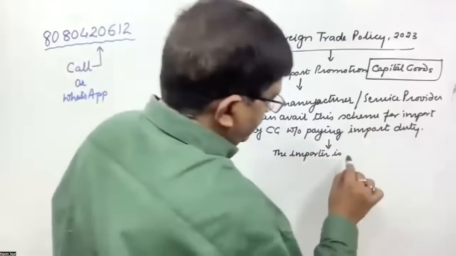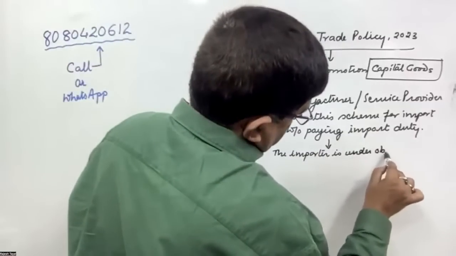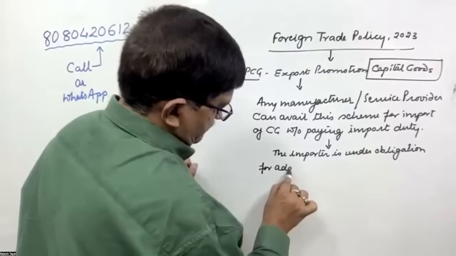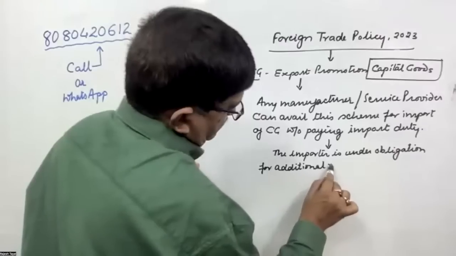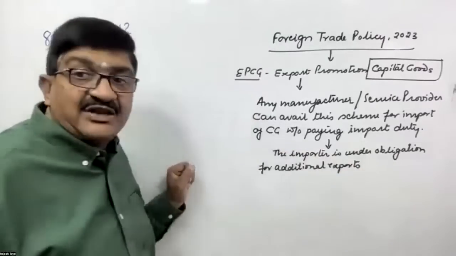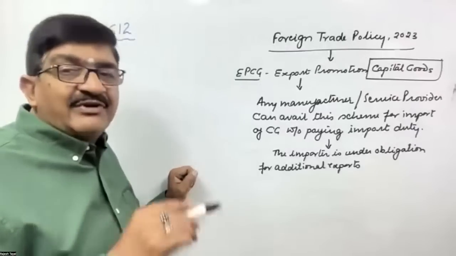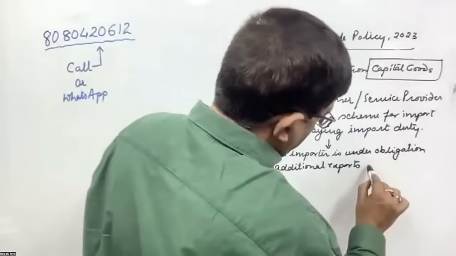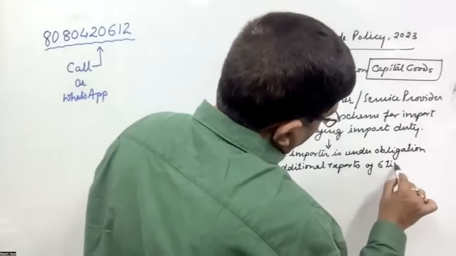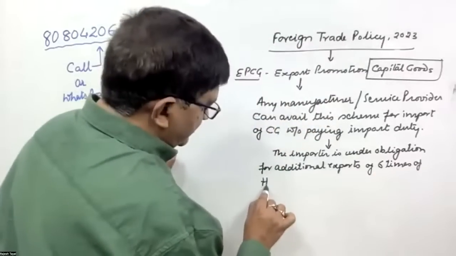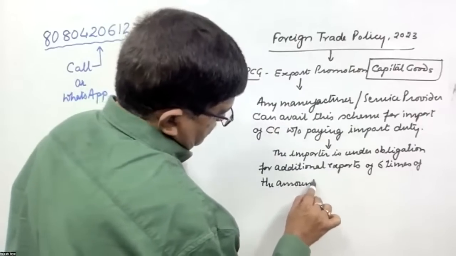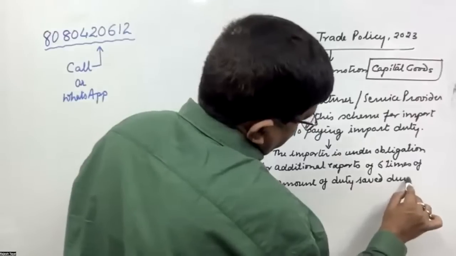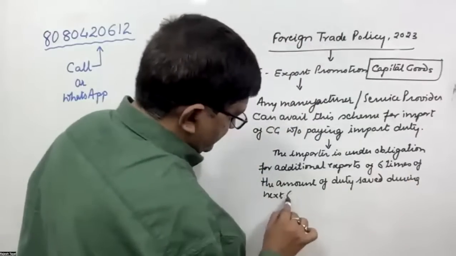The importer is under obligation for additional exports. So whatever his existing level of export, that will not be counted. So that's why I've used the word additional exports of 6 times of the received amount of duty saved during 6 years.